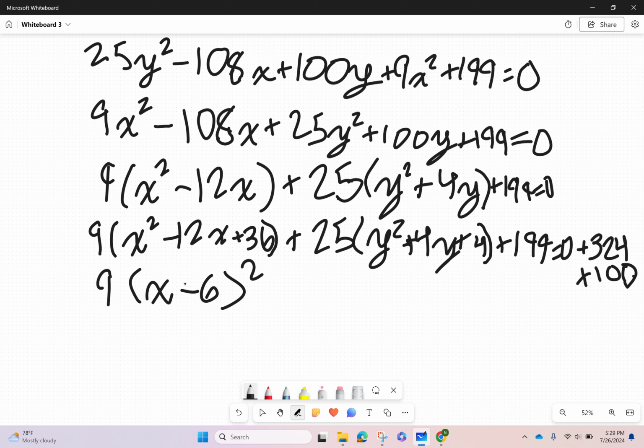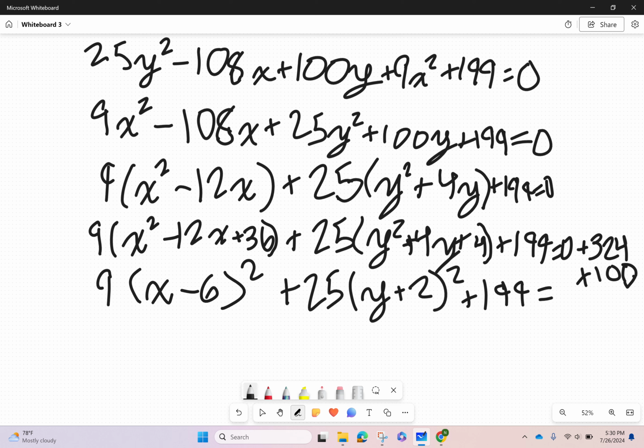So this is the same thing as this, right? So we just rewrote it. This is a perfect square. These are the same things. Now we're going to do the same thing with y, except I'm not going to explain it because I just did with the x's. Just know that this becomes y plus 2 squared. And then we have our constant still.